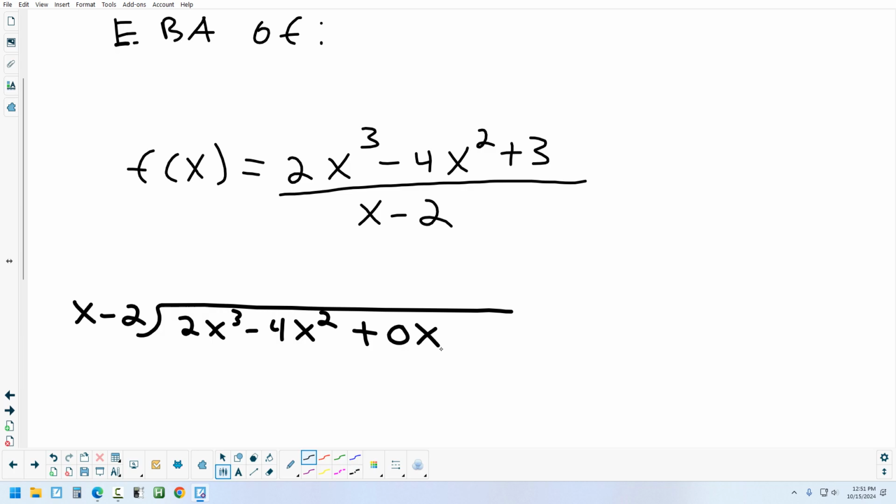I know plus 0 doesn't change anything, but it's just there to give me a space because I'm going to need that room to do something. I'm confused as to why there's a plus 0x. Because when you do long division, you have to have a column for every exponent from the highest to the lowest. So this is the cubed column, squared column, to the first column, and then no letter at all. If you don't make room for that, things won't line up right.